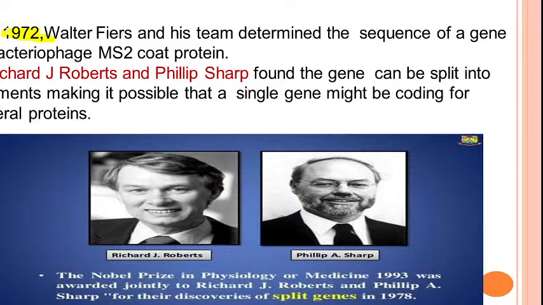In 1972, Walter Fiers and his team determined the sequence of a gene in bacteriophage MS2 coat protein. According to Roberts and Sharp, the gene can be split into segments, making it possible that a single gene might be coding for several proteins. So they were the ones who told us about split genes in 1978.